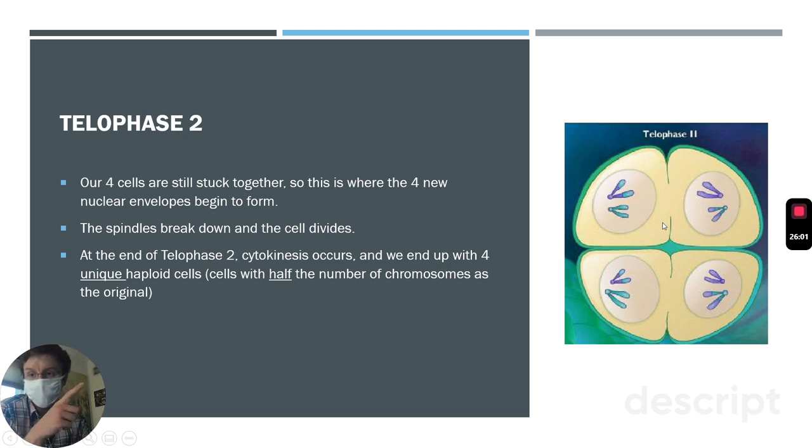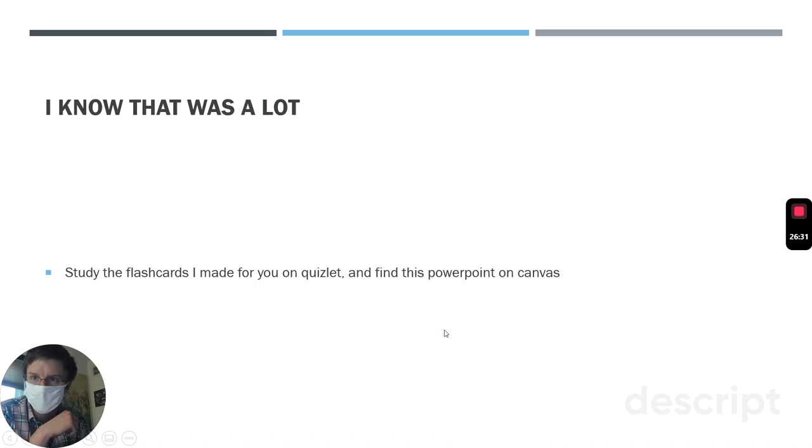So you and I, we're human beings, we have 46 chromosomes. Each of these has 23 chromosomes. So if we were the type of organism that had 50 chromosomes, how many would each of these have? If we had 50 total chromosomes, how many would each of these cells have? 25, very good, because it's half the amount of the original.